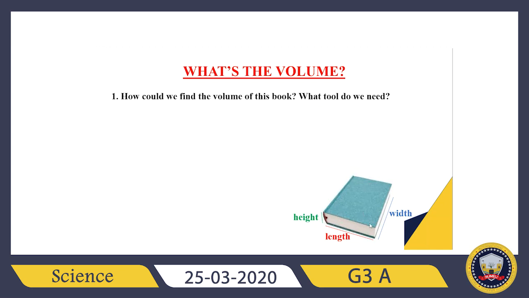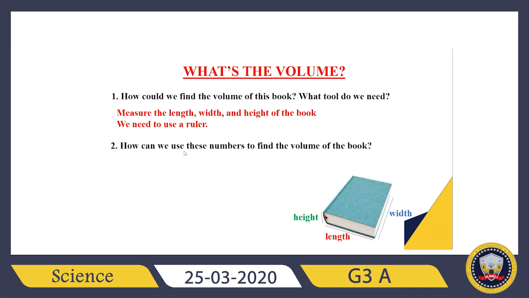So just check the book. We have length, width and height, right? So if I measure them, I can find the volume. But how can I measure them? Which tool do I need to use to find length, width and height? Remember ruler. I can use a ruler, right? So I can measure length, width and height by using a ruler. It will be enough for me to find the volume.